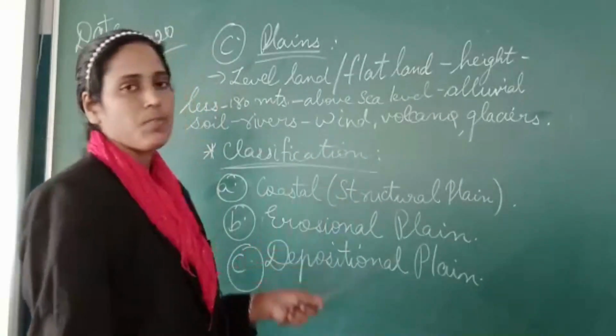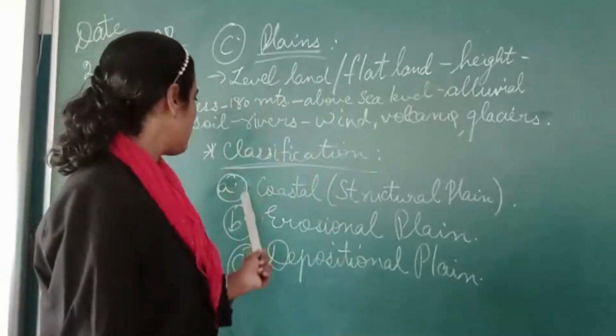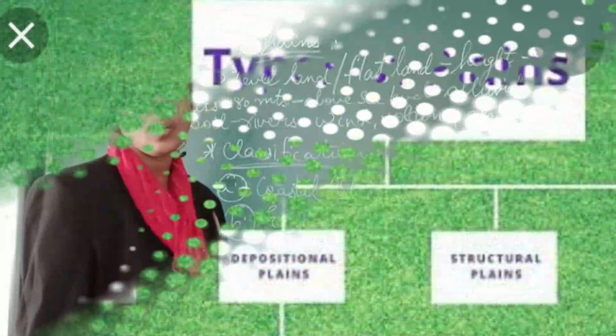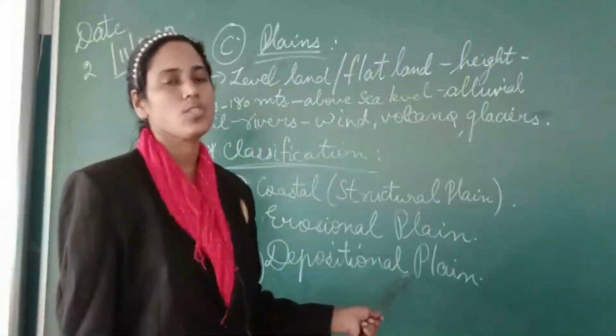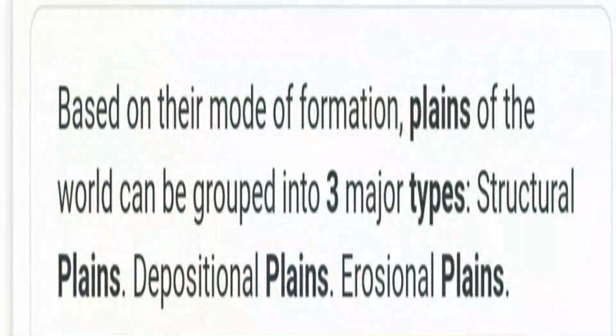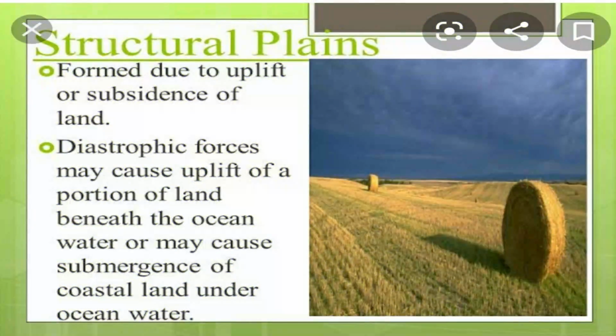So now we see the classification of plains. First we have the coastal or the structural plain. Second, erosional plain. Third is depositional plain. We will study all the three. Now we will see the first type, that is the coastal plain or the structural plain.